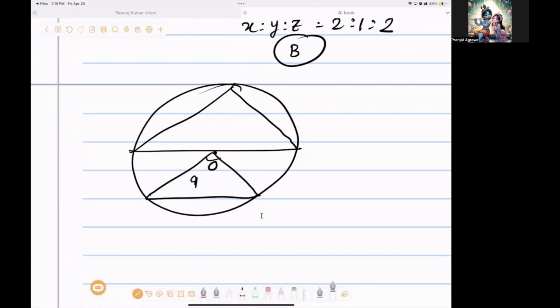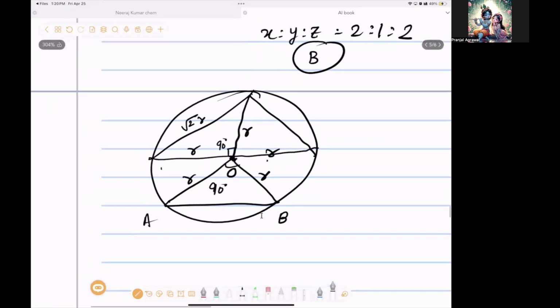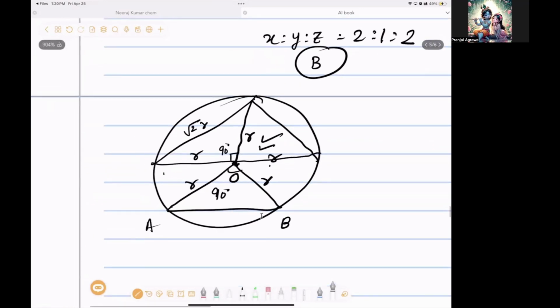This is 90 degree. So see, this is radius, this is radius. Similarly, this is radius, this is radius, this is radius. Okay. So what will be this? If you join this, this will be R. This is 90 degree. So this will be √2R. Okay. So they are asking area of triangle ECD, this triangle and this triangle.